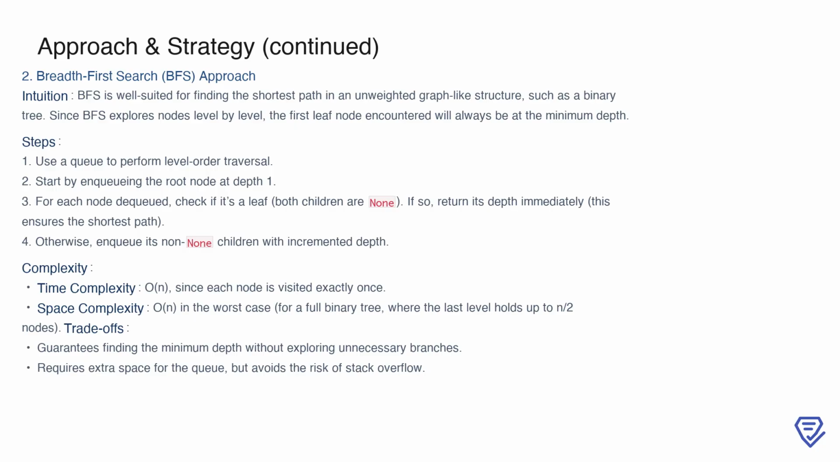This approach ensures every node is visited exactly once, maintaining a time complexity of O(n). However, the space complexity depends on the number of nodes at the widest level of the tree, which can be O(n) in the worst case for a full binary tree.